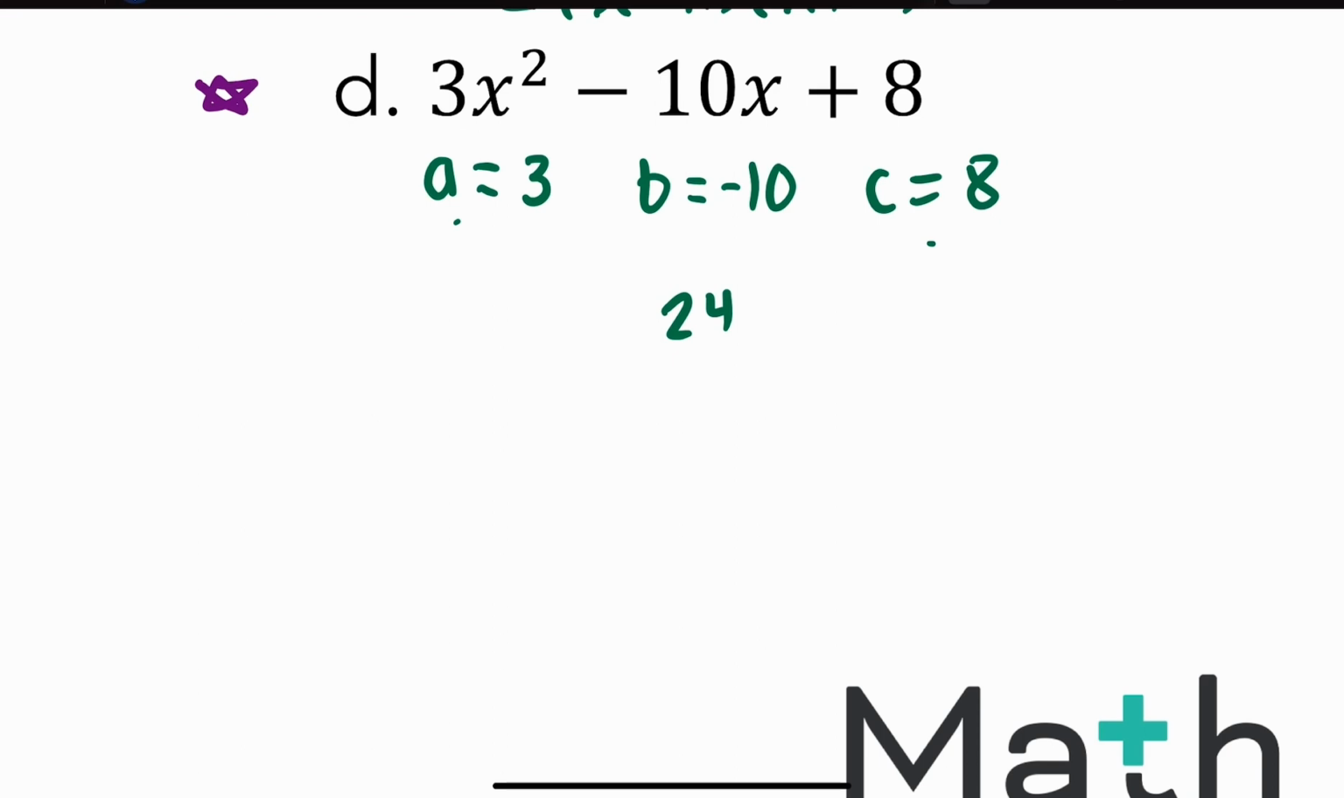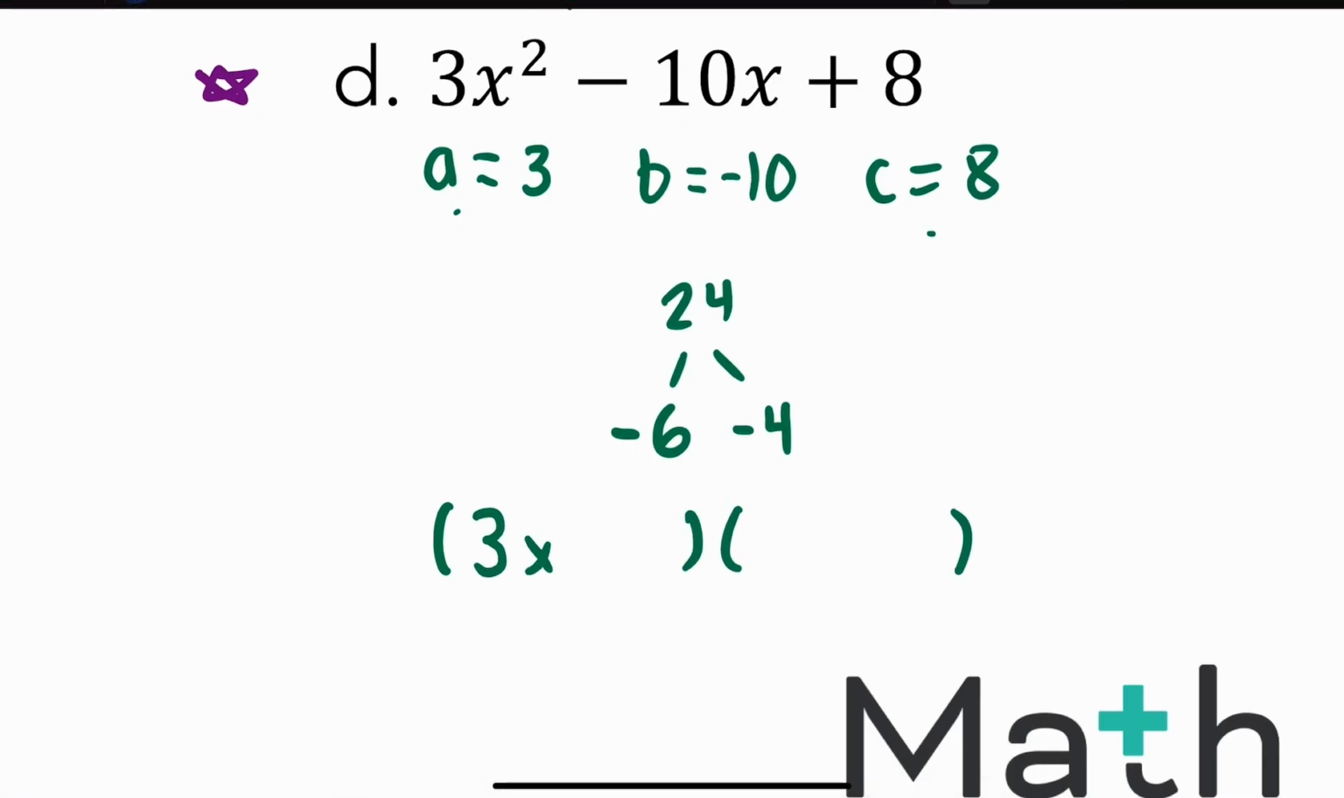So the only two things that we can multiply together and get positive 24 is negative 6 and negative 4. Because when you multiply two negatives, you get a positive. And when you add them together, you get negative 10. Okay. So in order to set up my factors, I'm going to have 3x minus 6, 3x minus 4.